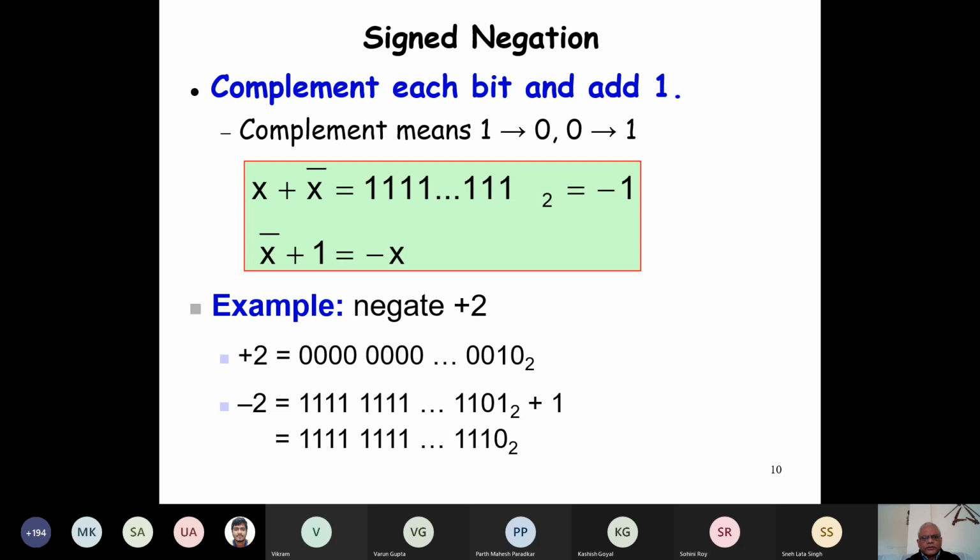And therefore, we can write that x bar, that is the complement of a number, plus 1 gives the negative of that number. So to negate a number, we complement it and add 1. So this is a simple proof of that. And we can use it. We want to negate 2. We just flip all bits of 2 and then add 1 here and get this number.